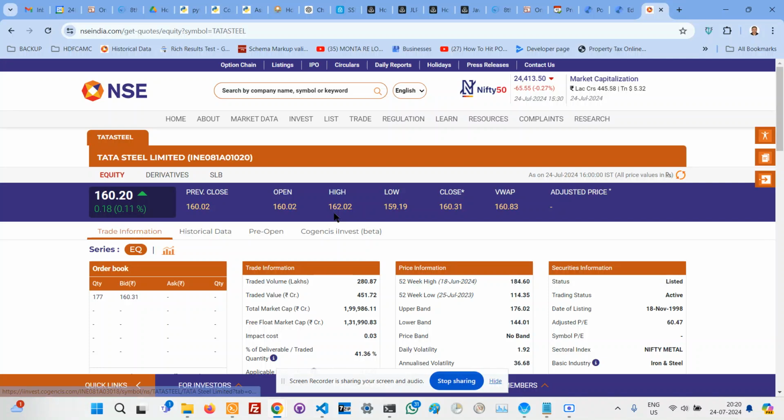Now in theory, you could time the market, and if you're so smart that you buy it at 159.19 and sell it at 162.02, then you make a few rupees, right? And if this window is larger, then in theory you make more money. But yeah, I am not that smart and I never made any money out of that.